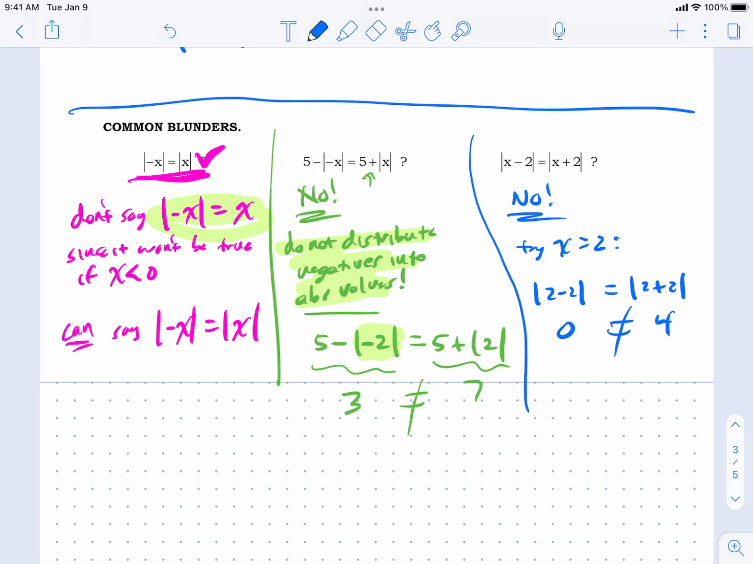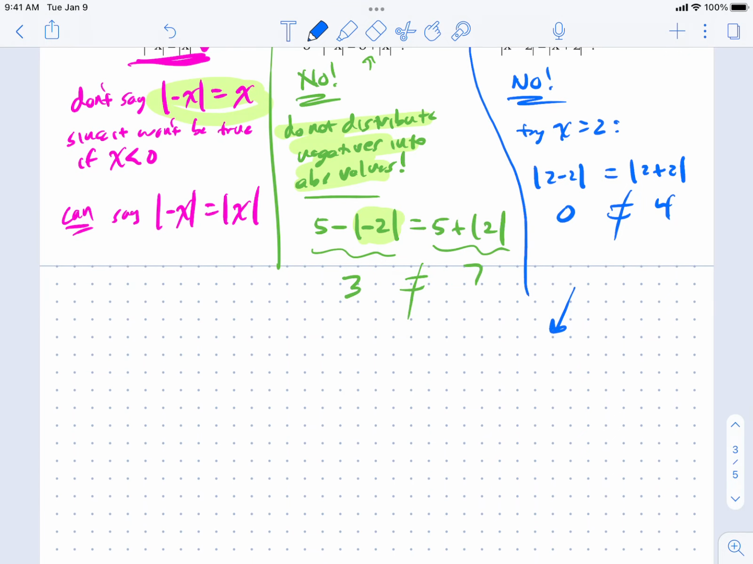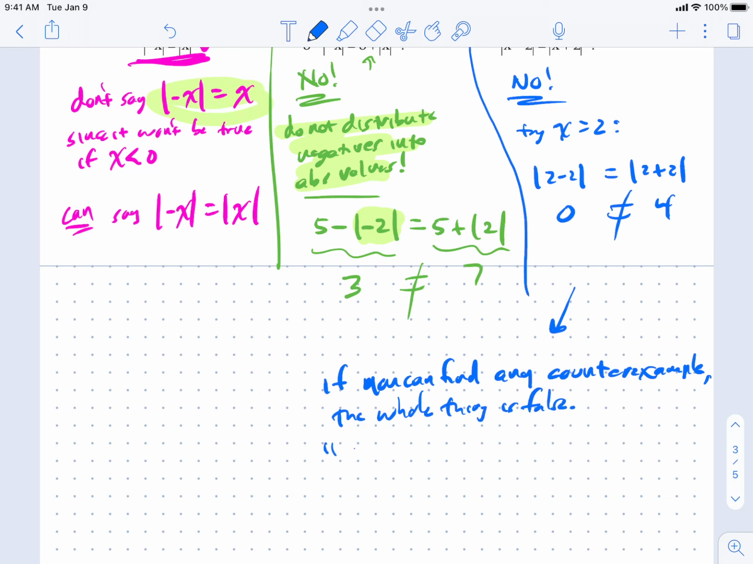If you can find any one counterexample, maybe I'm going to write this down because this is an idea we're going to run into some more. If you can find any counterexample at all, counterexample means, see, it doesn't work. It doesn't work when you use a 2. That would be called a counterexample. If you can find any counterexample, the whole statement is false. Sometimes true doesn't cut it in most math contexts.